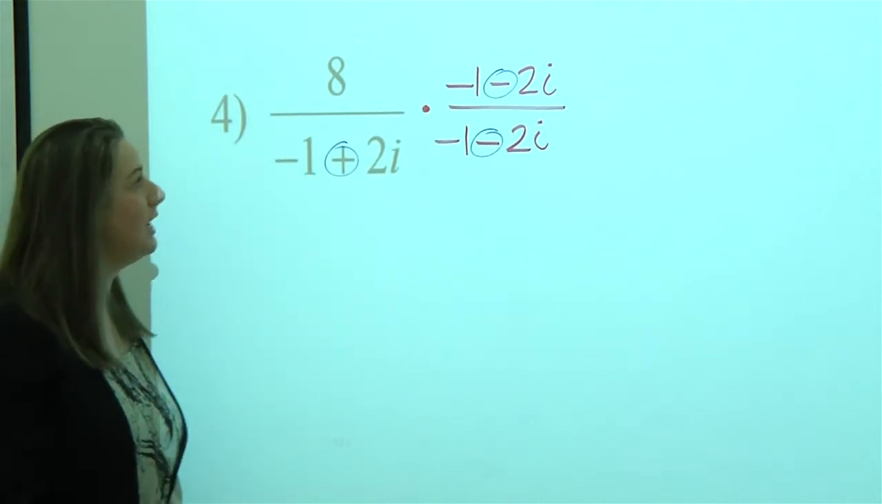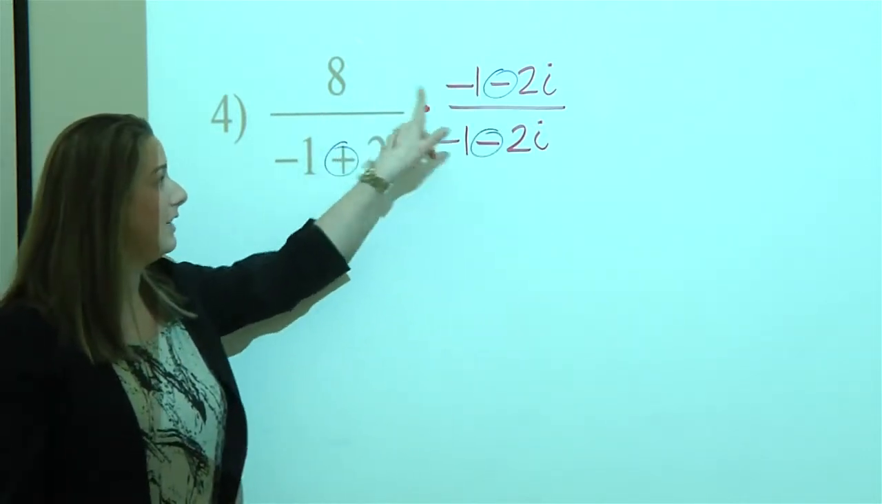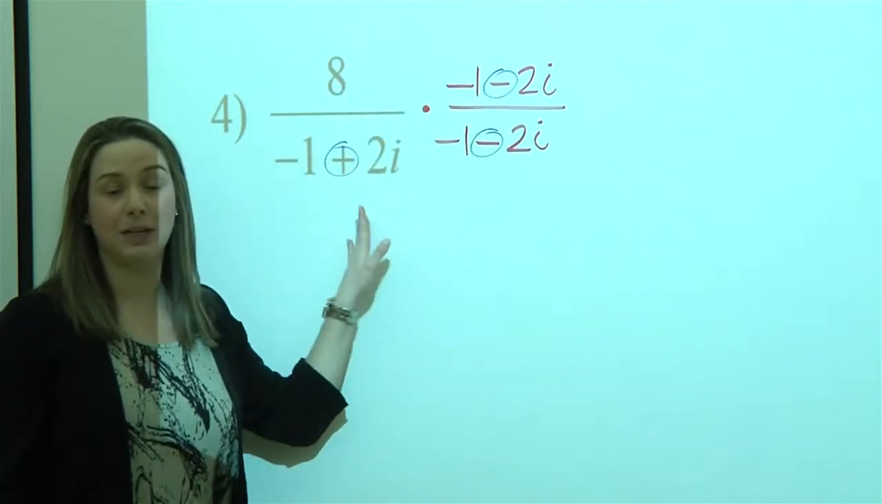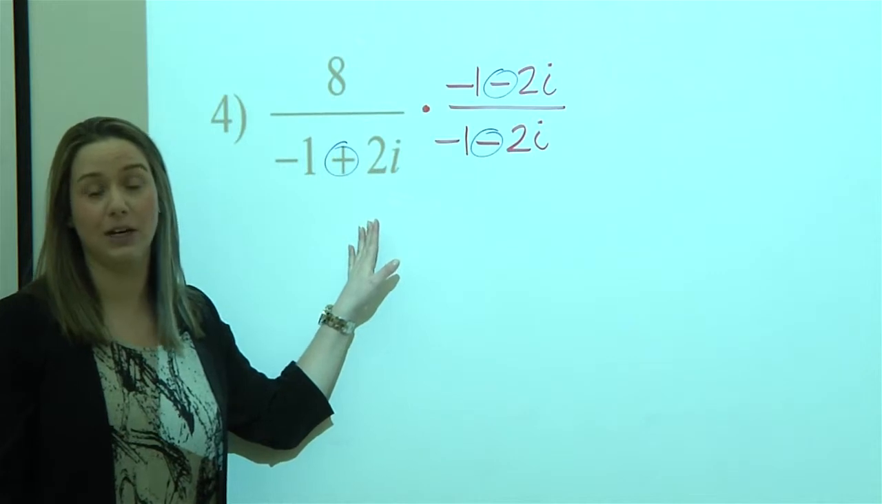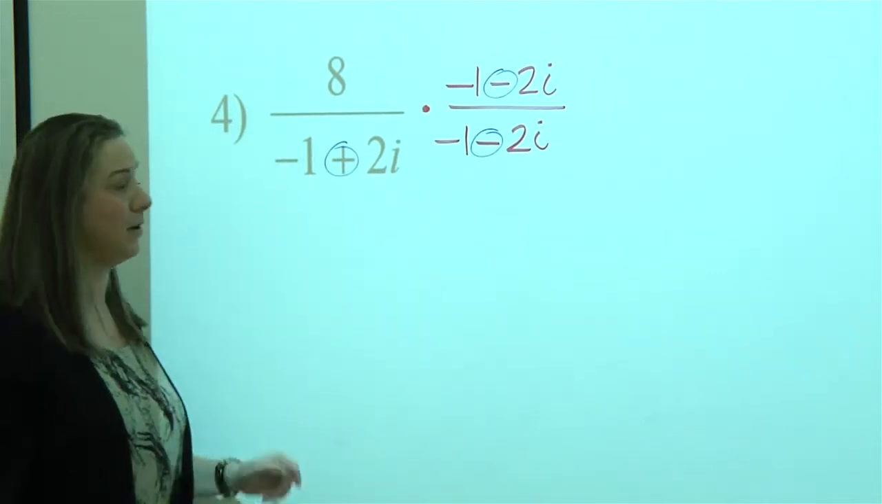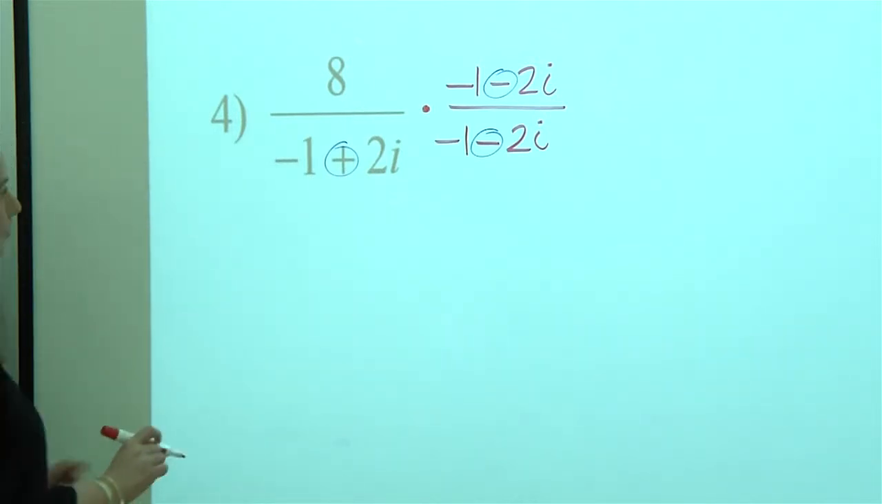So what we're going to do here is multiplication: 8 times negative 1, 8 times negative 2i, and then multiply the two complex numbers in the denominator. What this is going to do for us is get us a real number in the denominator, which is ultimately what we're after. So let's do this.